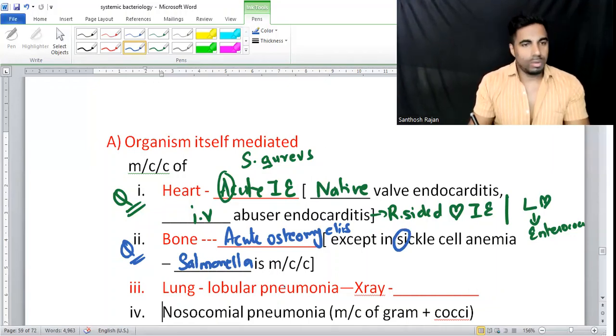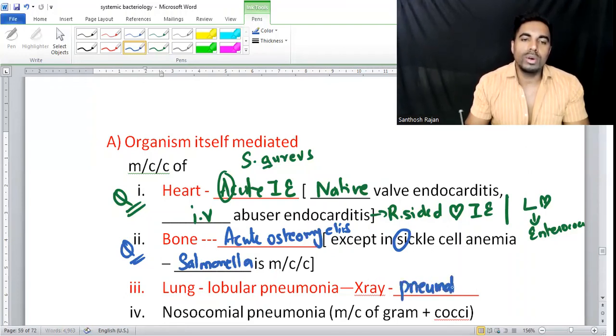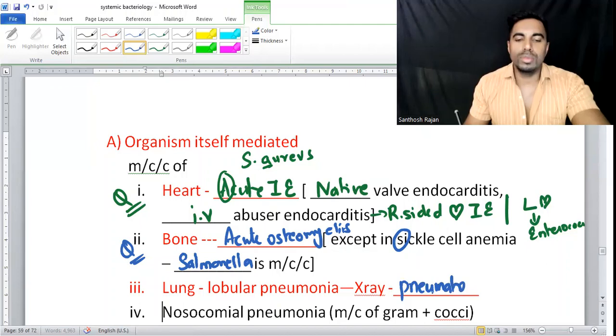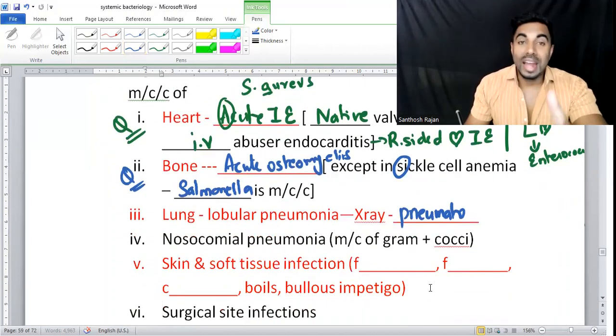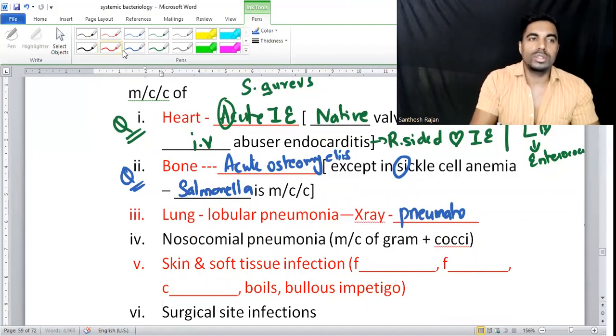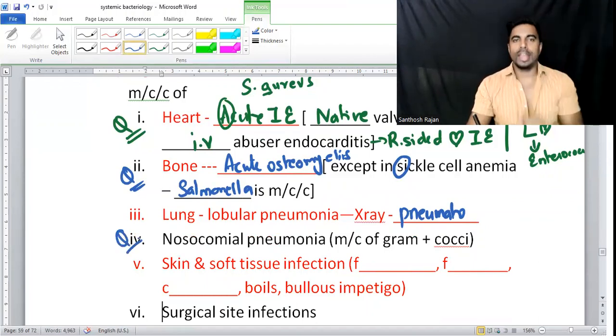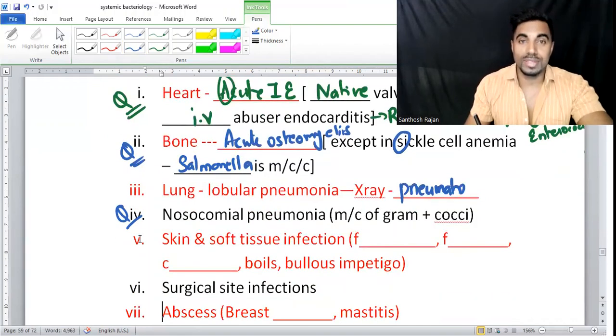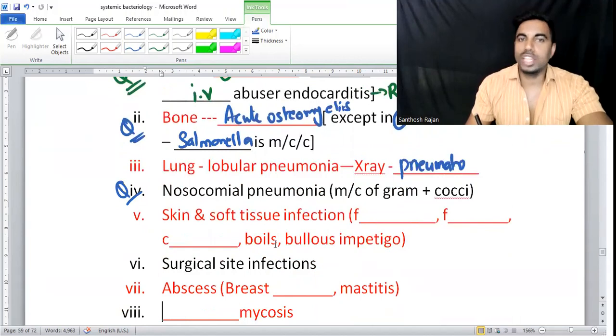And in the lung, you have lobar pneumonia. Fine. And the X-ray, I showed you the picture before. Pneumatocele. You see pneumatocele. And the most common gram-positive cocci causing nosocomial pneumonia is Staphylococcus aureus also. Overall, it is E. coli, Klebsiella, we have a lot of organisms there. But if they ask gram-positive cocci, Staphylococcus aureus, it's the king of infection.